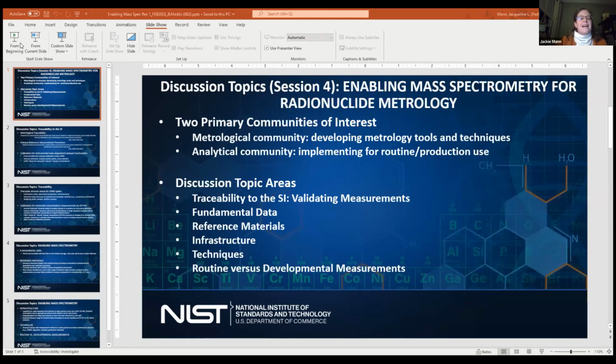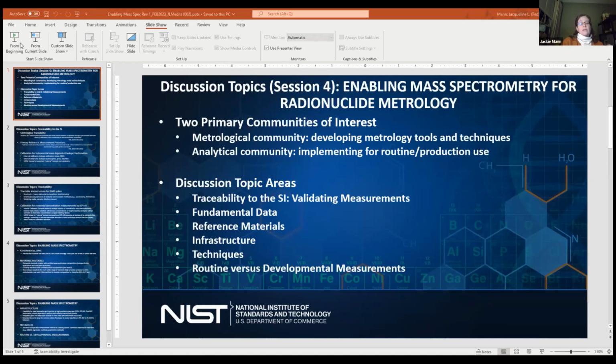So one of the things we wanted to do first was give you a little bit of information to start thinking about and things to chew on for the discussion. In this area of enabling mass spectrometry for radionuclide metrology, there really are two communities interested in this topic. There's the metrology community: the National Metrology Institutes, the designated institutes, and other types of metrology institutes. Those are the ones developing the metrology tools and techniques that we deliver to our stakeholders and users.